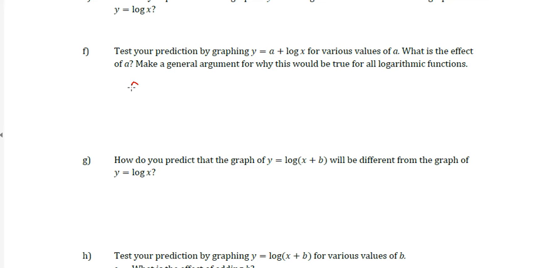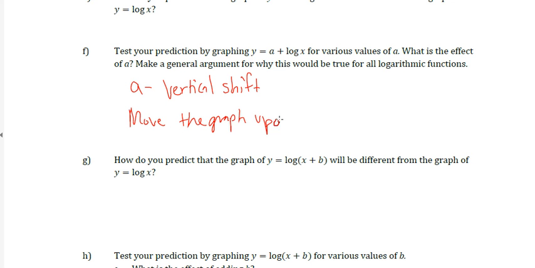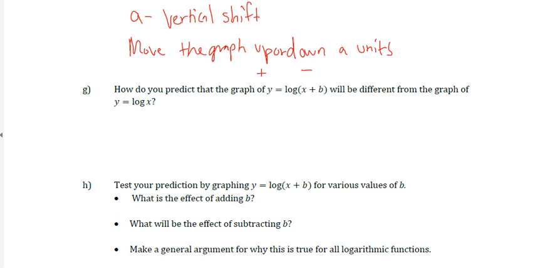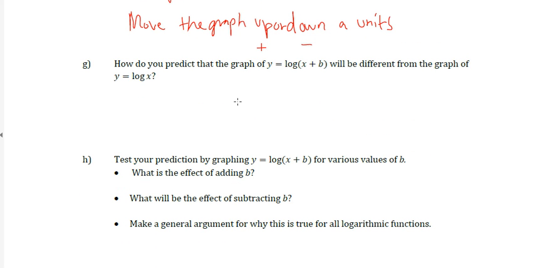So a is what we call a vertical shift. You move the graph up or down, so vertically, a units. If you want to move it up, a is positive. If you want to move it down, a is negative. Pretty simple. Okay.